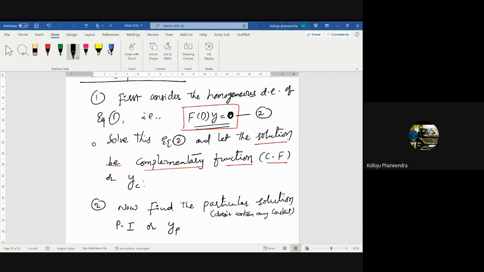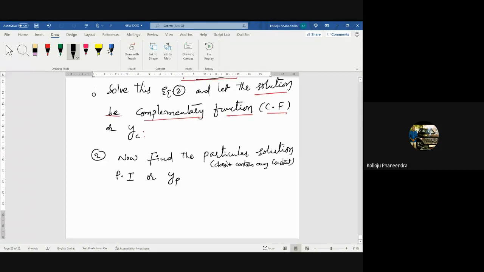As we have seen in the previous problem, some boundary conditions will be given, like y of 0 equal to 1, y dash 0 equal to 1, initial conditions. We evaluated the arbitrary constants in the solution using those conditions. At last, we arrived at one solution which doesn't contain any arbitrary constant. That is called the particular solution. Now, find the particular solution P.I. or yp using yp equal to 1 over f of D into q of x.